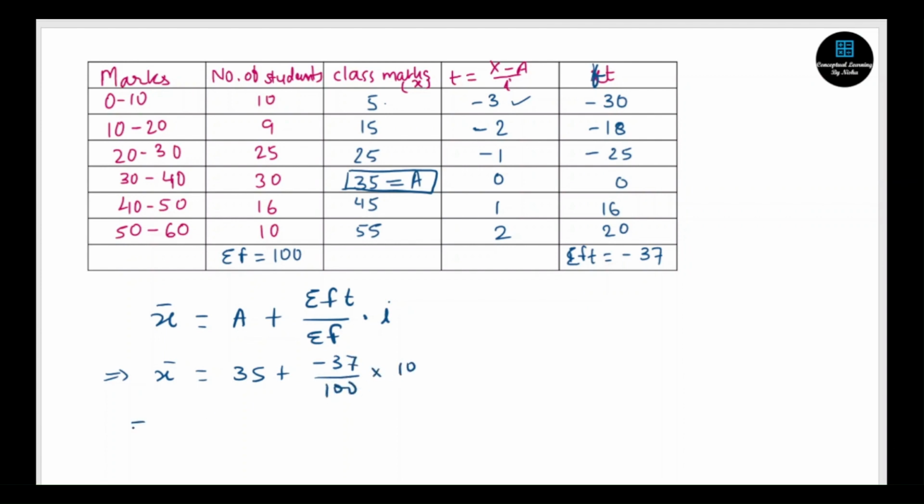When I simplify, this is a very simple calculation: 35 minus 3.7, and then you'll get the mean value as 31.3. So it's a very simple question, right? The only thing is, you have to make the correct table. Perfect. All right.